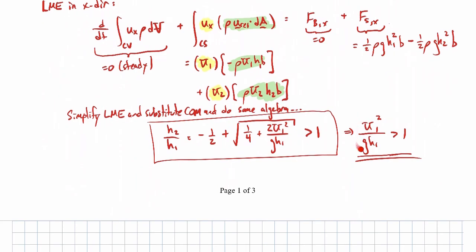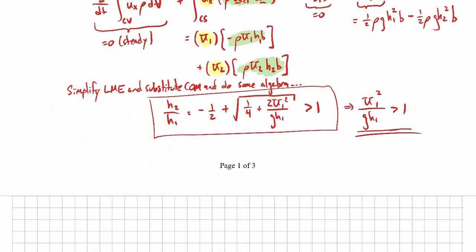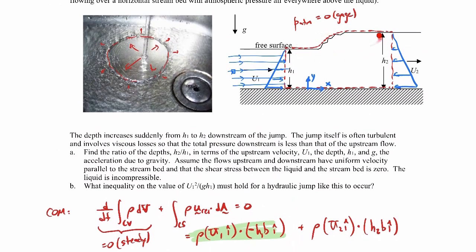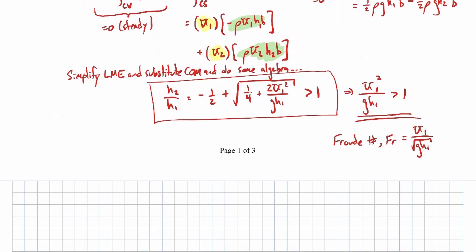This parameter actually is a well-known fluid mechanics dimensionless parameter called the Froude number, abbreviated FR, typically shows up as U1 over the square root of G H1. You'll see that showing up frequently in fluid mechanics problems with free surfaces, like things with waves, like what we have up here in this picture where the free surface height is changing. So anytime you have waves or free surface height changes, things like that, you have a Froude number that typically shows up. So here you can see that the Froude number squared has to be greater than 1.